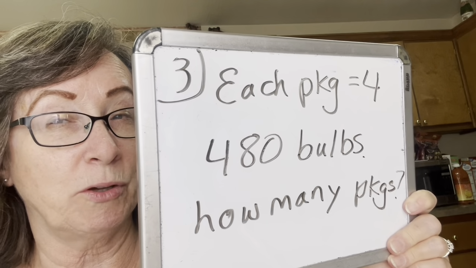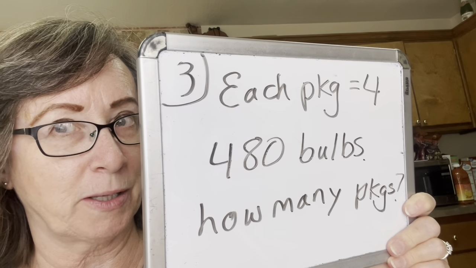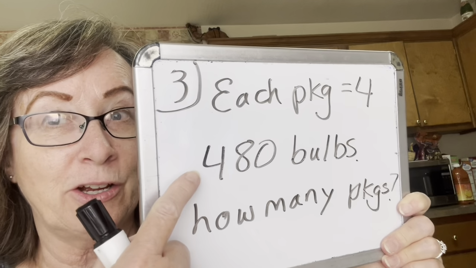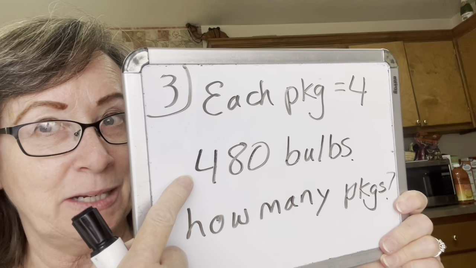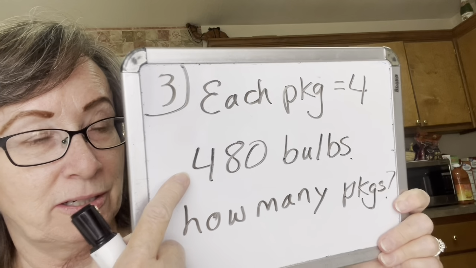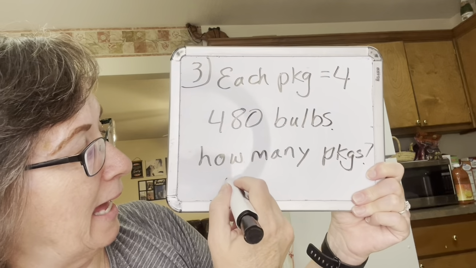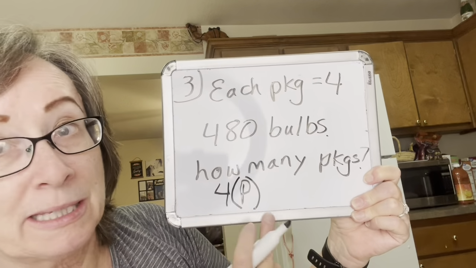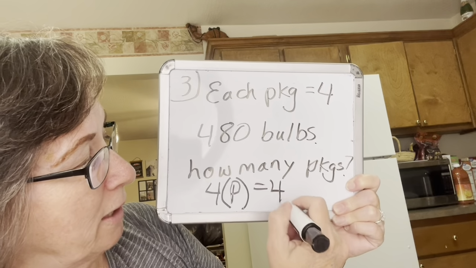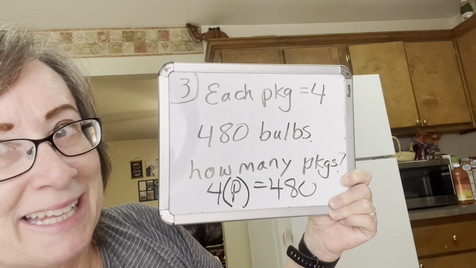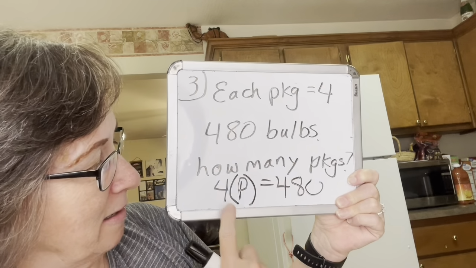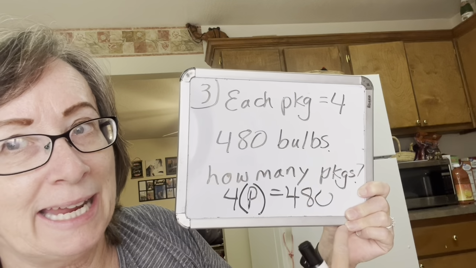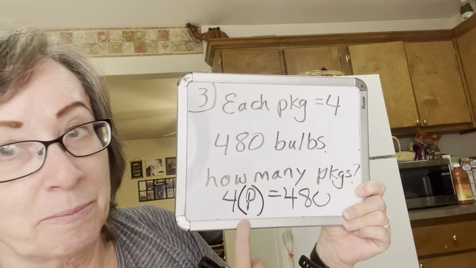Okay, so if you order 1 package, you get 4 bulbs. If you order 2 packages, you get 8 bulbs. Shouldn't you take your 480 and divide it by 4 to get the answer? Okay, so we're going to say 4 times the number of packages will give you the number of bulbs, which is 480. When you make an equation out of it, it gives you the answer, because in order to undo multiplication, we divide. 480 divided by 4 gives us the number of packages.